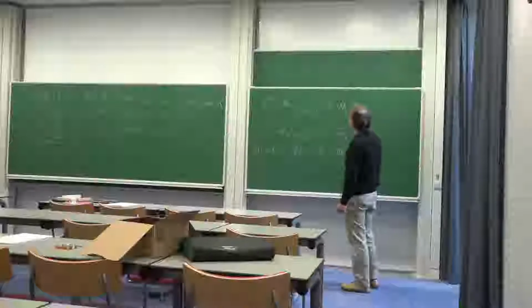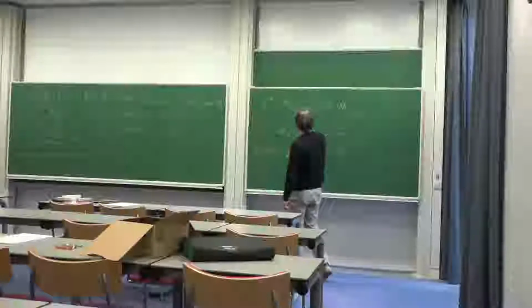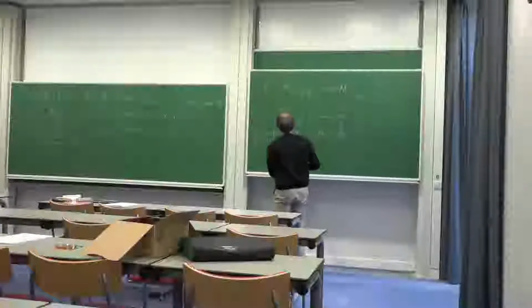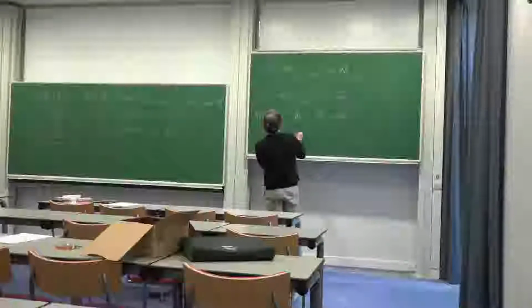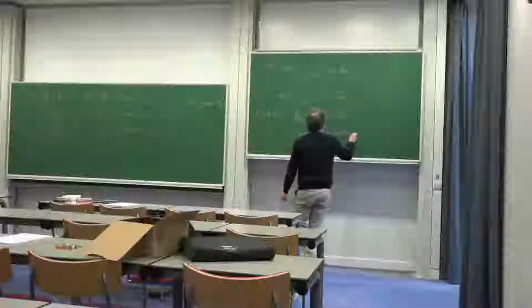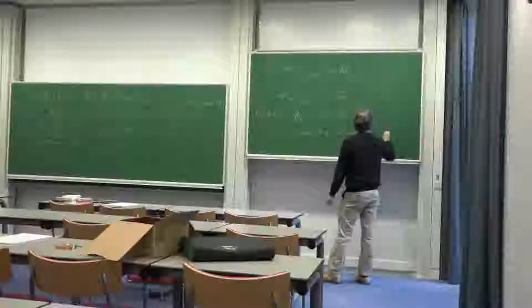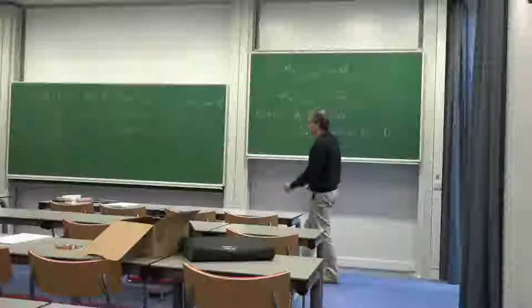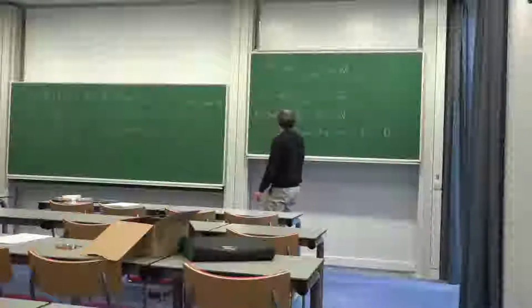And what does this mean? Well, if you think about what's going on here, let T be a local equation for D, so T equals 0 is the local equation.